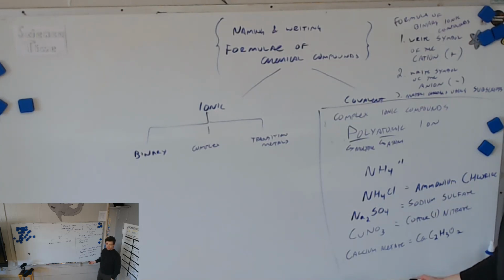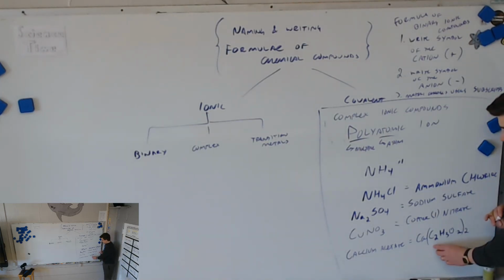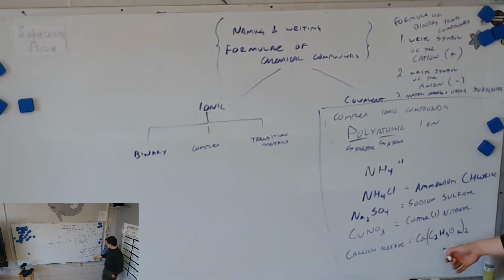So how many acetates do we need? We already got 1. How many do we need? 2 to match. So what we have to do, listen, this is so important: if we need to have more than one acetate, because the acetate's minus 1, calcium's plus 2, we have to put the acetate in parentheses and then put a 2 outside of it. Just like when you distribute in math. If you need to multiply the polyatomic ion, put it in parentheses first. You have to. Calcium acetate.